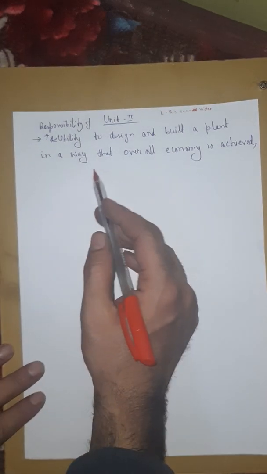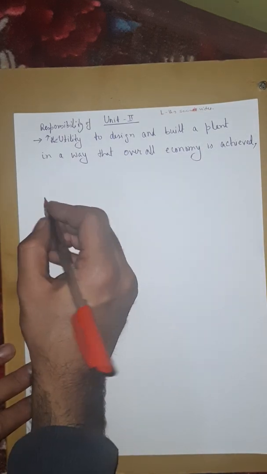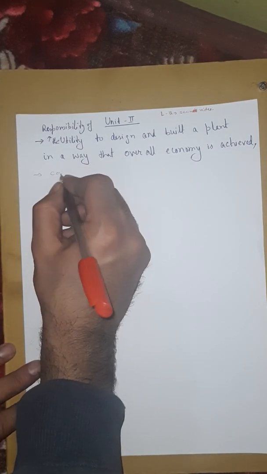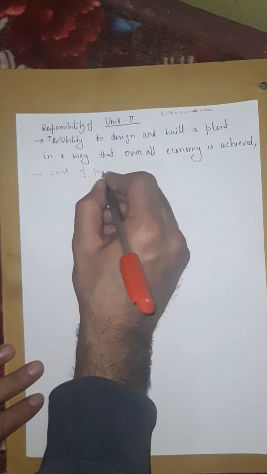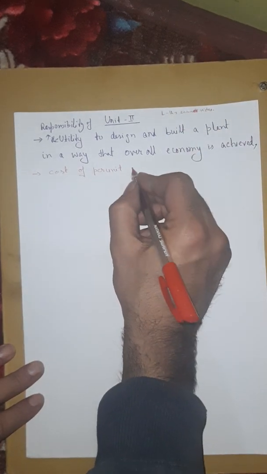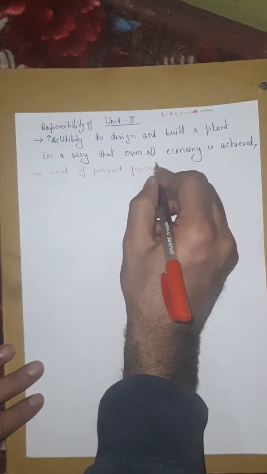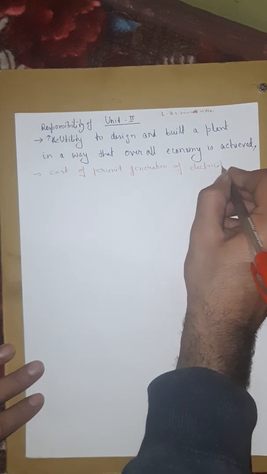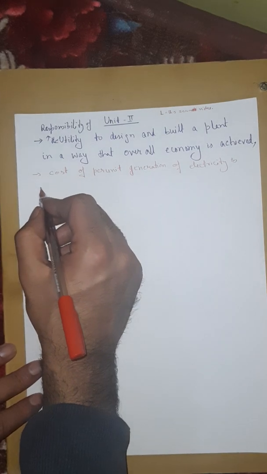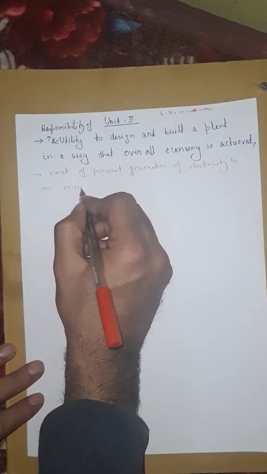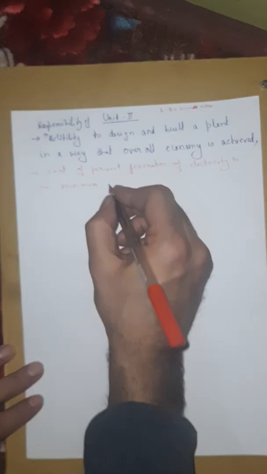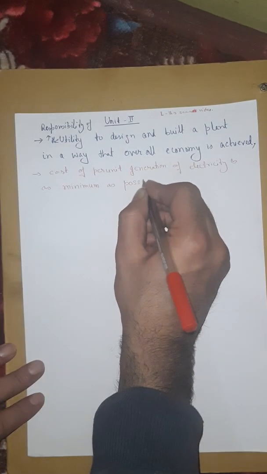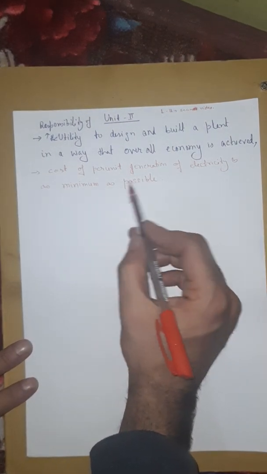I'm saying that overall economy is achieved means that the cost of per unit production or generation, the cost of per unit generation of electricity, is as minimum as possible. So if the cost of generation of electricity is minimum or low, what will happen?